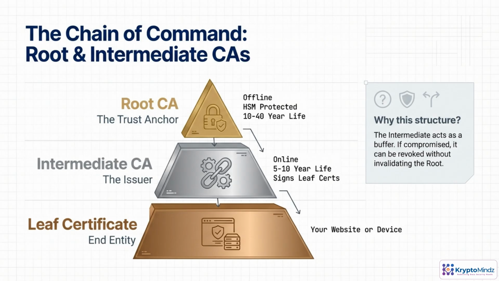This extra layer creates a safety buffer. If an intermediate is ever compromised or behaves badly, you can revoke just that intermediate and stop trusting the certificates it issued, without destroying trust in the root itself. That's how PKI balances strong, long-term trust with the ability to respond to real-world failures and attacks.